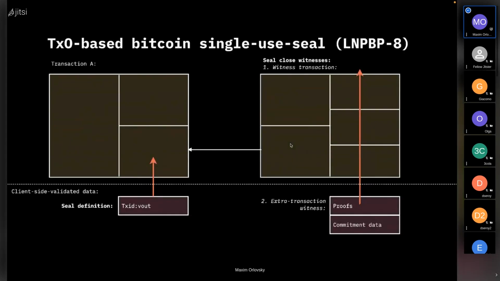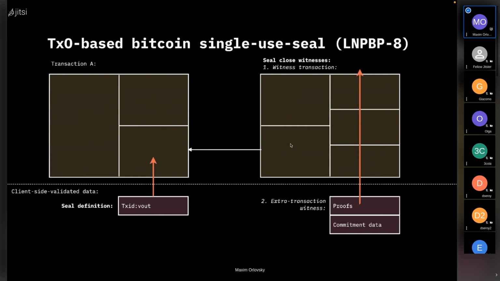With Bitcoin single-use seals, the main way we can define them is to specify a certain transaction output, basically, which consists of a transaction ID and the output number, as a single-use seal. And this definition doesn't touch the transaction itself. The transaction is mined. It is a part of the blockchain. The output should not be spent at the moment of the definition. And that's how we create a single-use seal.